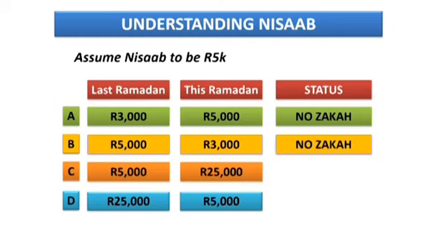Let's take the second example. If you had 5,000 last year and you got 3,000 this year, are you obliged to pay zakat? And the answer is no zakat. Let's take this third example. If you had 5,000 last year, 25,000 today, how much are you paying zakat on? You'll pay zakat on the whole 25,000 because you've held the Nisaab for an entire year.